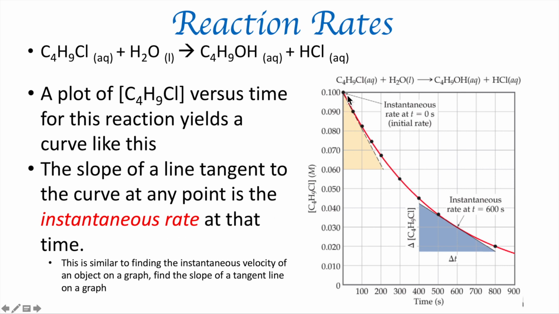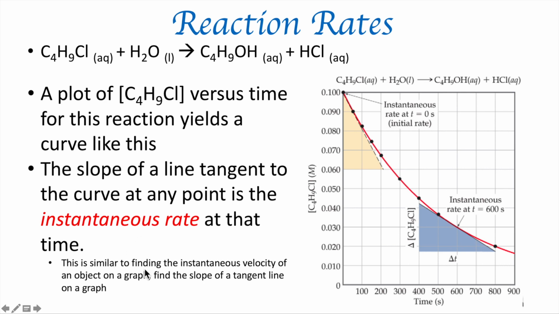Right at the very beginning, if I draw a line tangent to that arc, I'm going to have a very high rise and a small run, so a high rate of change is taking place. Here, the rise is not nearly as great and the run is a bit longer, and so I'm going to have a lower slope.